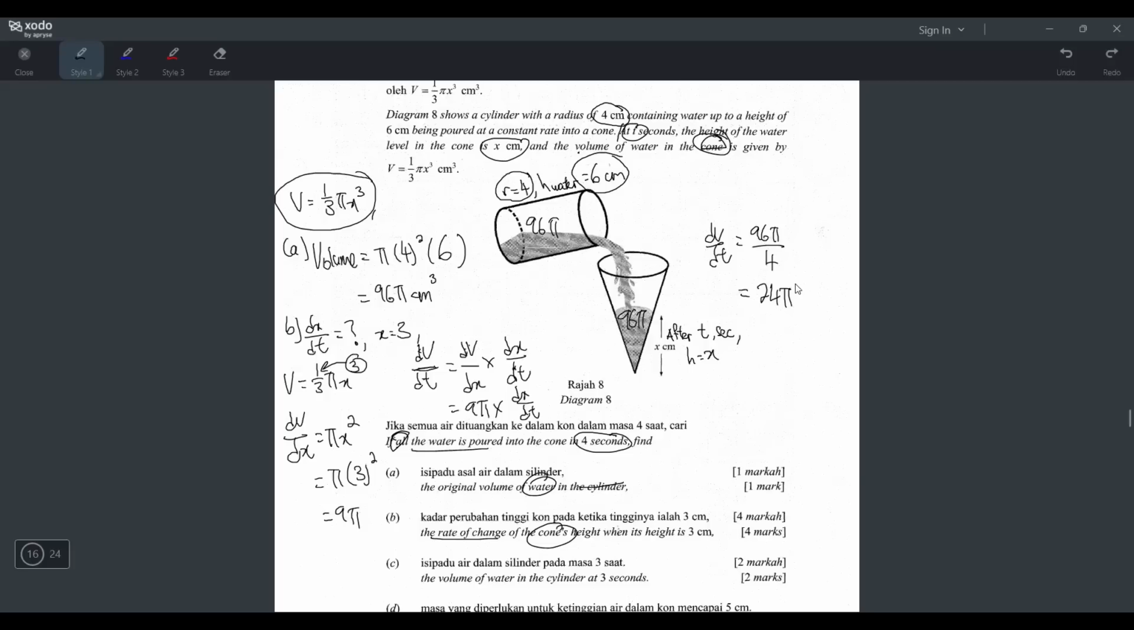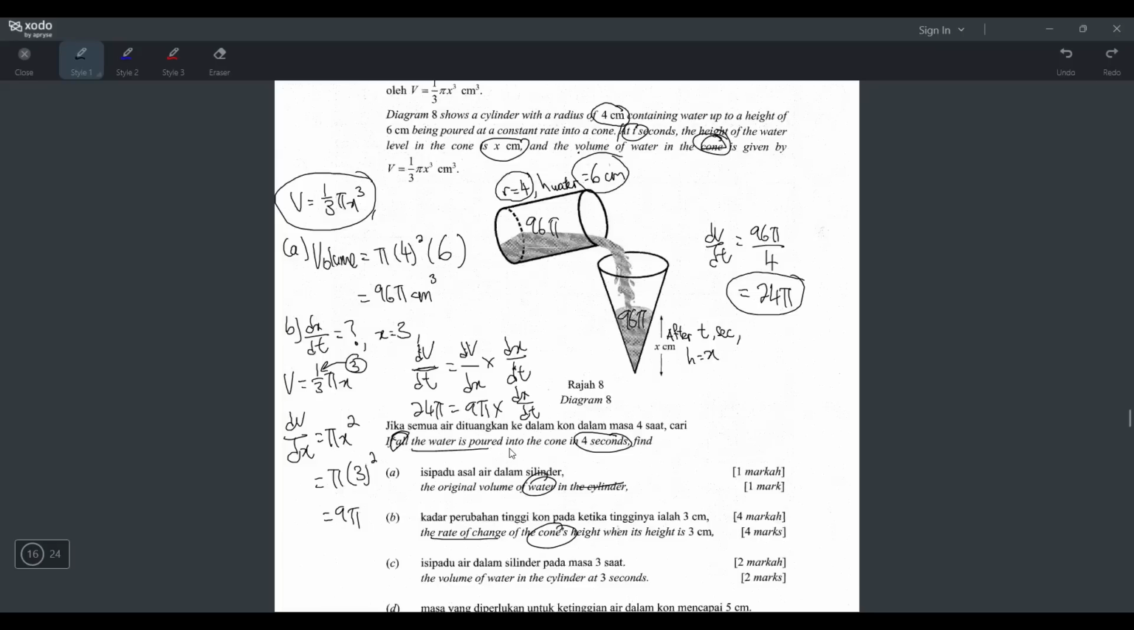In the first second, you add 24 pi. Okay, next second, you add 24 pi. And then next second, you add 24 pi again. And when you reach 4 seconds, it's already filled with 96 pi. And after 4 seconds, the cylinder is already empty. There's no water left, because all the water is finished. So this is how we get the dV/dt, and this 24 pi we have to write here.